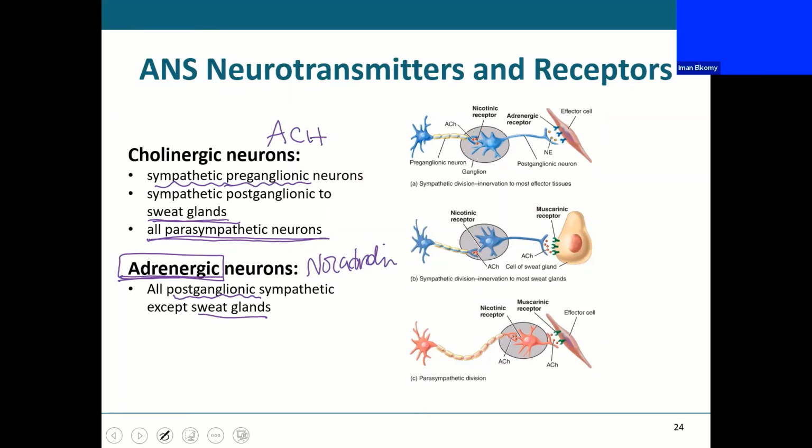Your postganglionic neurons: parasympathetic postganglionic neurons are secreting acetylcholine. Postganglionic sympathetic neurons are secreting norepinephrine. They are adrenergic. And then you can add your exception of the sweat glands. Sweat glands didn't want to join all the other sympathetic postganglionic neurons. They decided to go back up and be cholinergic instead.